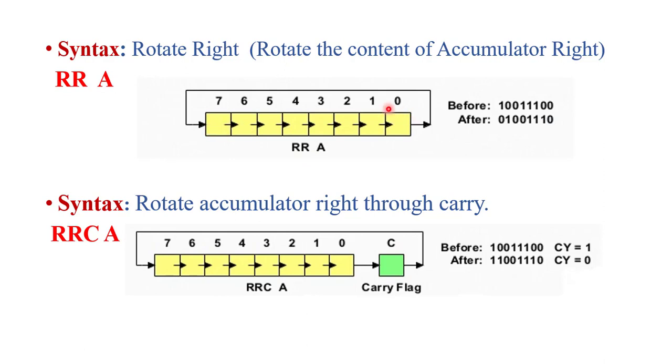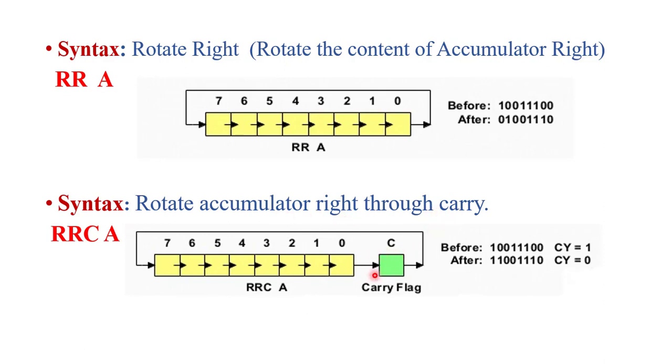When this instruction gets executed, every bit is shifted 1 to the right side. So the 0 bit is moved into the 7th location. The 7th bit is shifted into the 6th location. The 6th bit is moved into the 5th location. The 5th bit is moved into the 4th location. The 4th bit moves into the 3 location, and so on. So after this instruction gets executed, the result is 01001110.